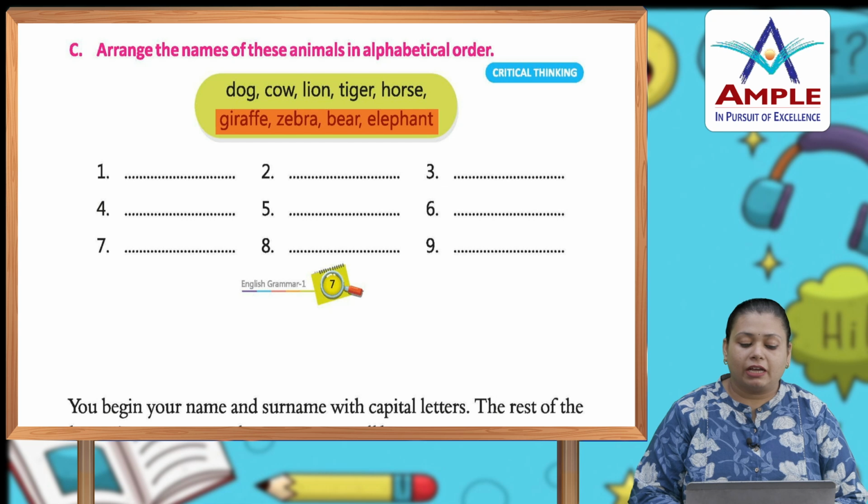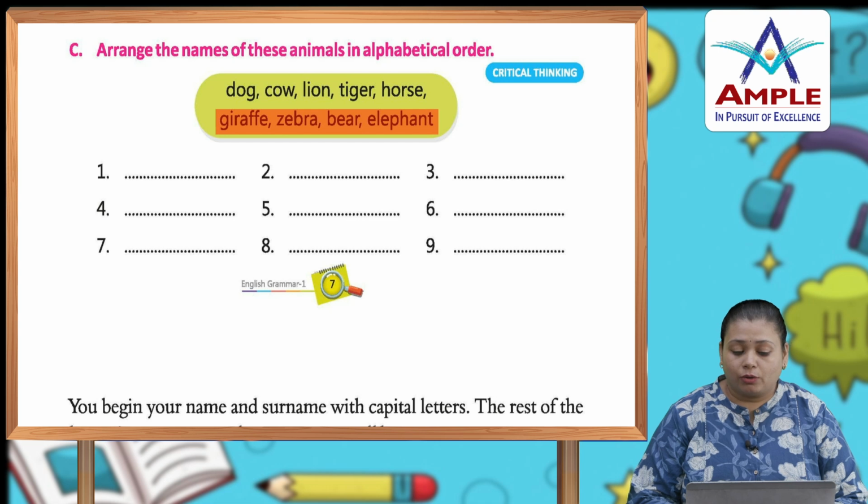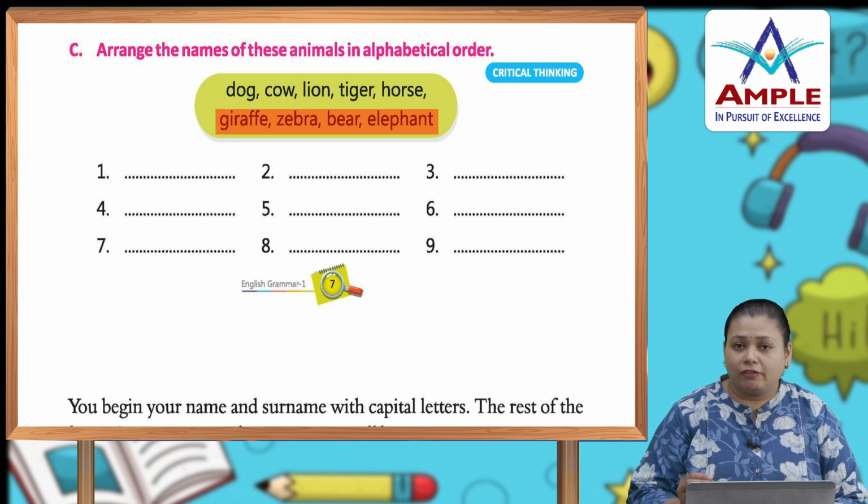Okay. Now, first, in the first column you have to write down a name. Bear starts with B; A, B, then after B is C. So the next name starts with C. C for cow. Then after that, in number 3, D for dog. Then there is E for elephant.